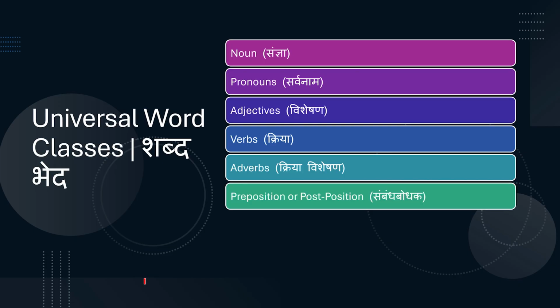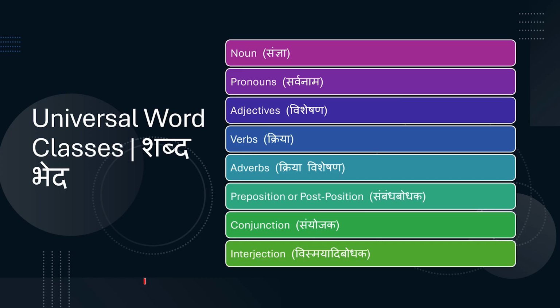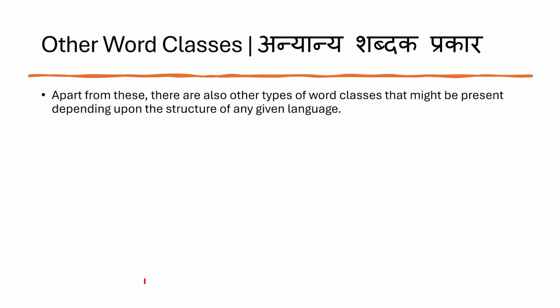Then preposition or postposition. In Maithili and other Indian languages, which are SOV languages, subject, object, verb languages, we use postposition rather than preposition. So they are basically Sambandh Bodhak Sabd. Then we have conjunction, which is just a joining thing. Then we have interjections, which display expressions or emotions.